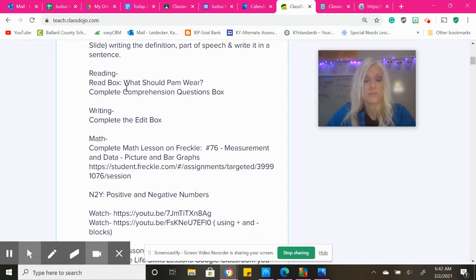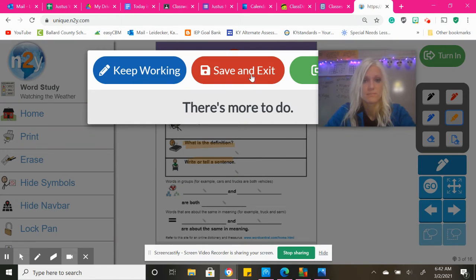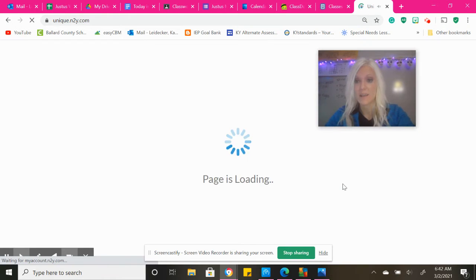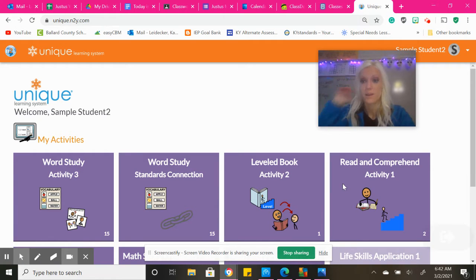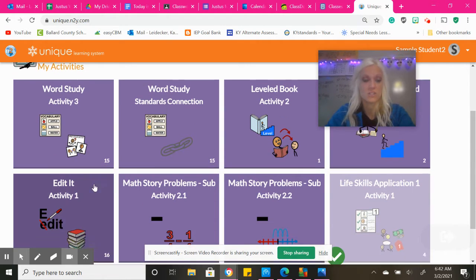Then reading, you will complete what should Pam wear? So read that chapter again, and then complete the comprehension questions. There's more to do. So go ahead and save and exit when it asks you for those, because we'll have to keep doing those this week, 3 a day. Our leveled book, and then here's your reading comprehension questions.